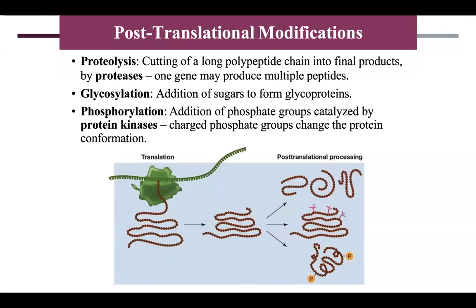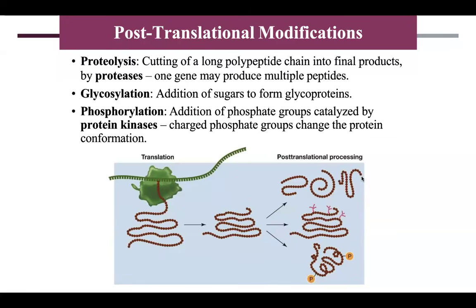So the job's not done though with the protein and the polypeptide chain. There are still post-translational modifications. So proteolysis, which is the cutting of a long polypeptide chain into its final products by proteases. Proteases are enzymes that can help cut it. So one gene can actually contain multiple polypeptides. Like here, this one gene can code for multiple proteins.